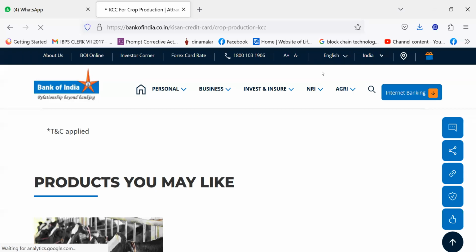Now, I am asking some interesting questions. Should you give the original deposit receipt to the bank or not?